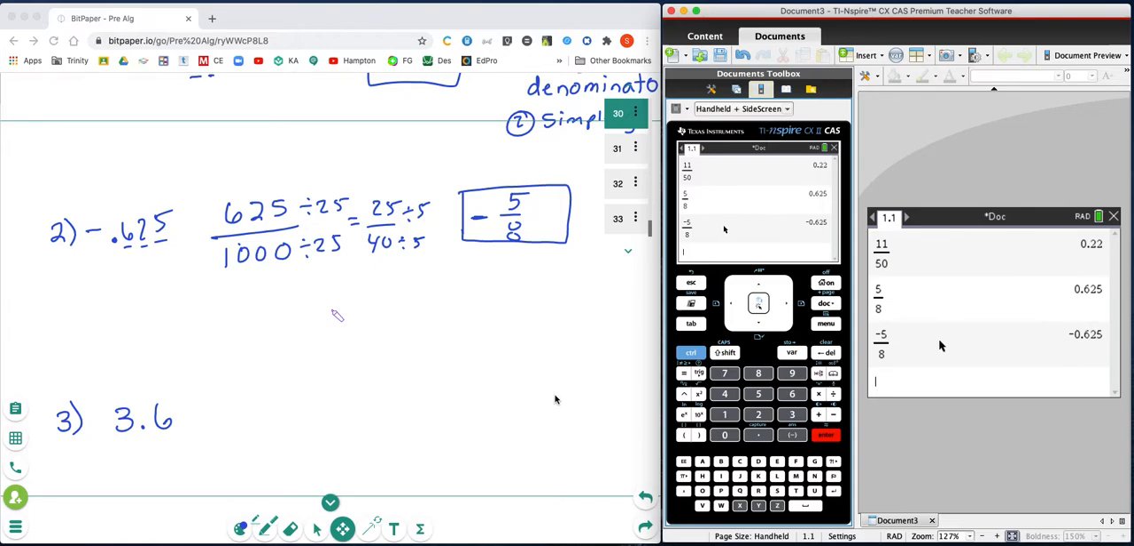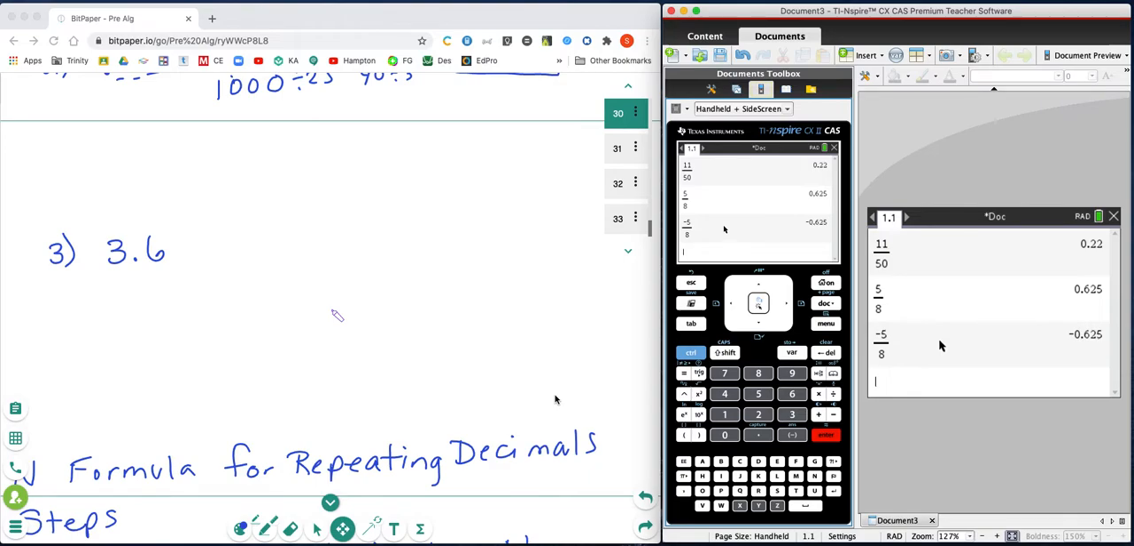The next one is 3.6. So I already know that I have a whole number, so I'm going to draw my answer box over here, and I'm going to put my whole number. Then all I need to do is change the decimal. So I'm counting this as one place. That means it's going to be 6 over 10, with 1 zero. I'm going to go ahead and simplify by 2. And that's going to give me 3/5.